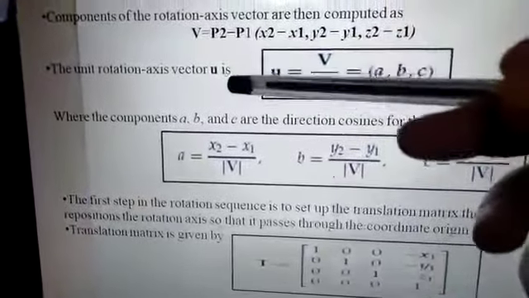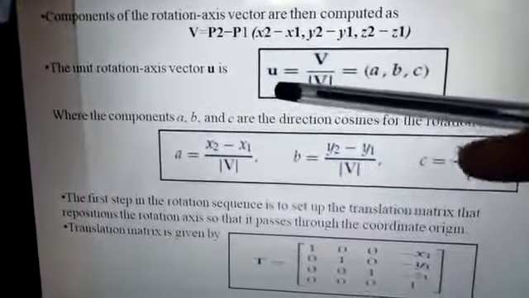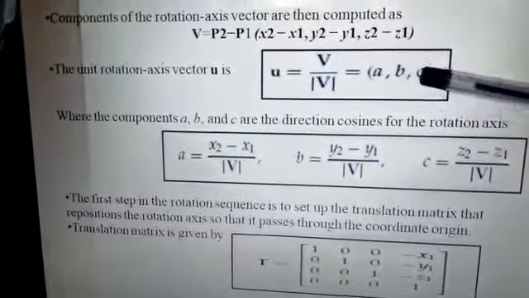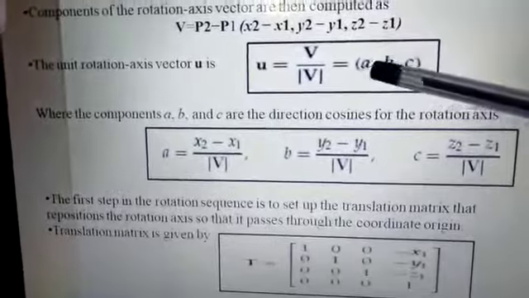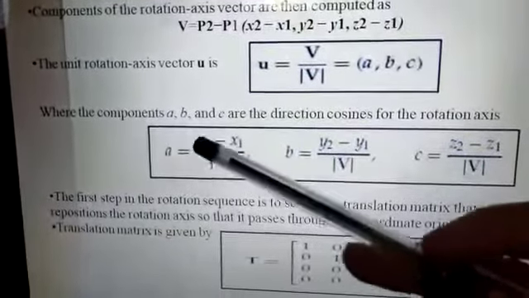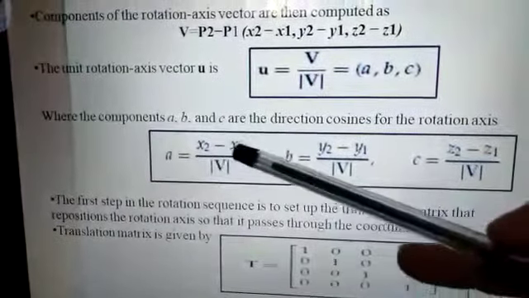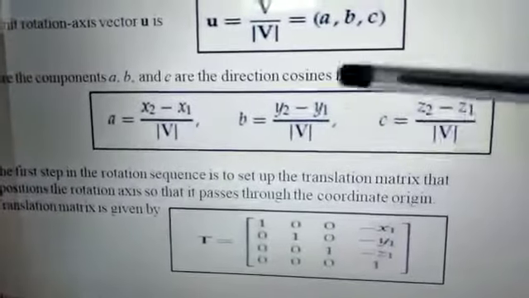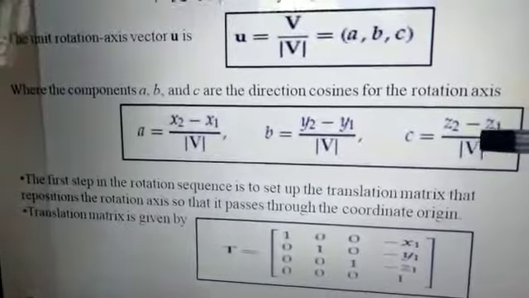The unit rotation axis vector u can be defined as u is equal to V divided by the absolute value of V, which gives the components a, b, c, where for a, with respect to x, we can give x2 minus x1 divided by the absolute value of V. Similarly for b and c with respect to y and z coordinates respectively.